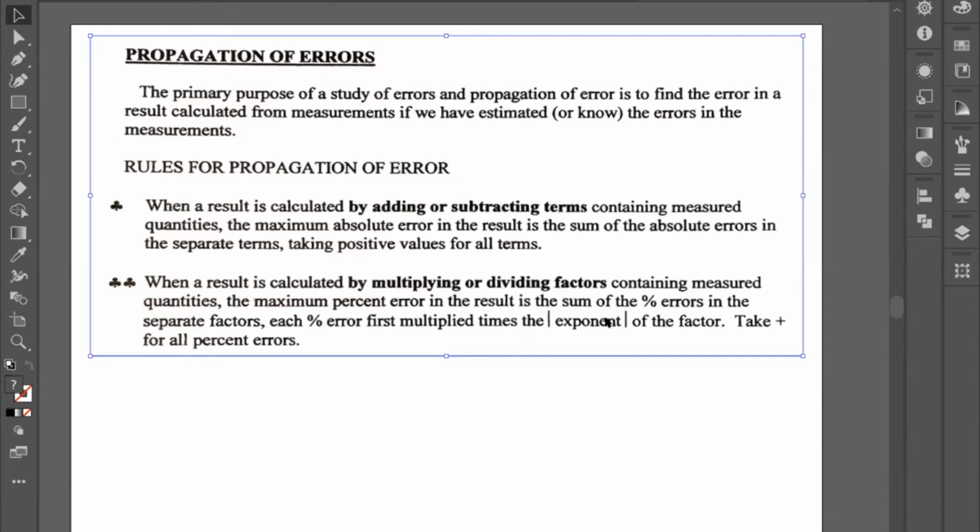All right. So these are the 2 rules that we'll be using. If you want more sophisticated measurements, well, this book, or there's a summary on Wikipedia for propagation of errors. You need calculus, though, unfortunately, to really dive into it. All we're doing here is just the basic ones.